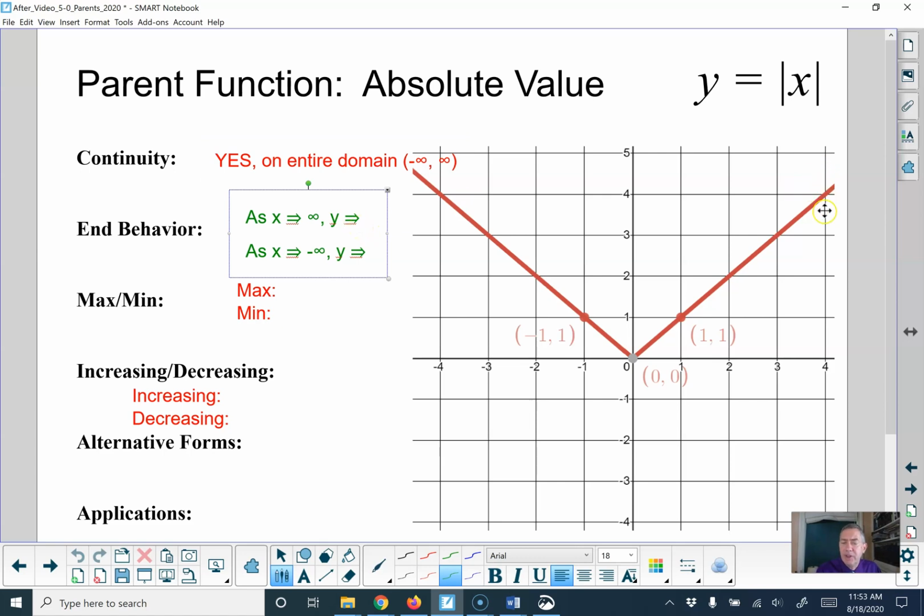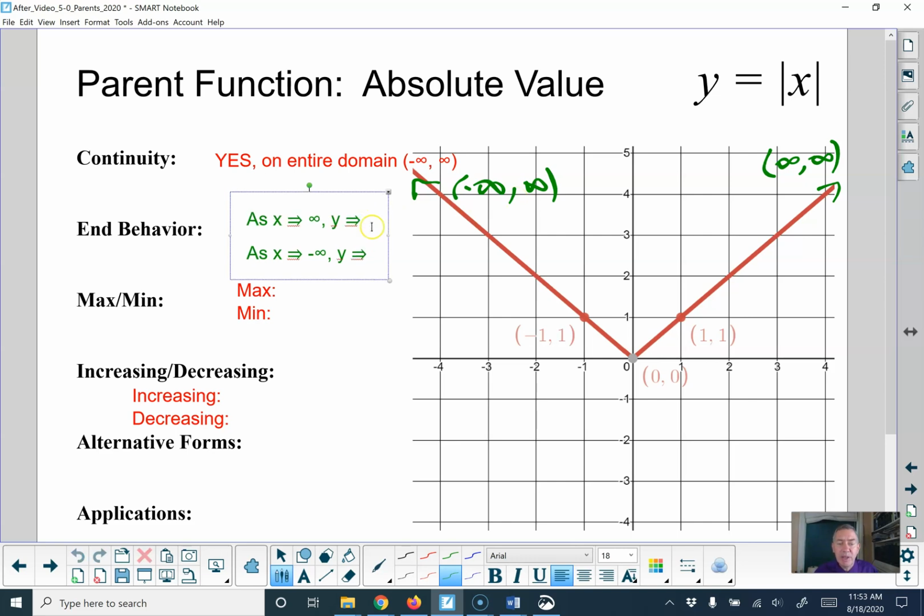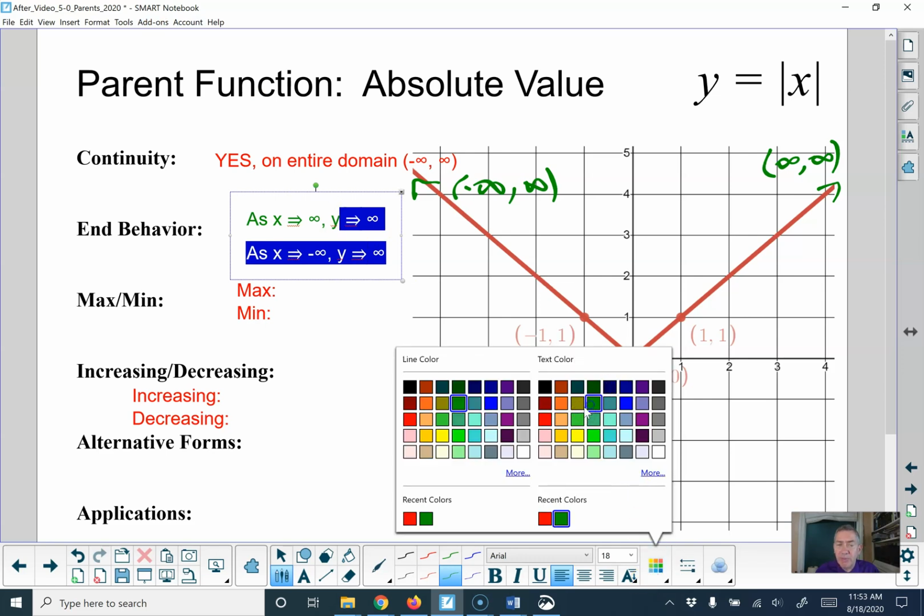The end behavior here: as x goes to infinity, we're heading out this direction. Y is also going to infinity. As x goes to negative infinity, we're heading out this direction, and y is also heading toward infinity. So as x goes to positive infinity, so does y. As x goes to negative infinity, y keeps going to positive infinity. Y goes positive in both directions.